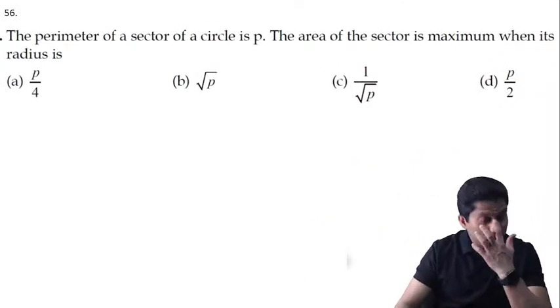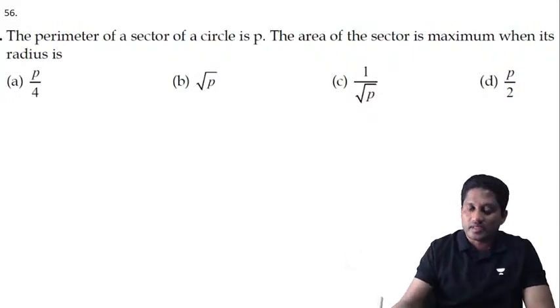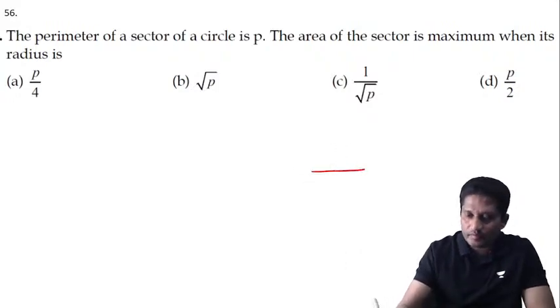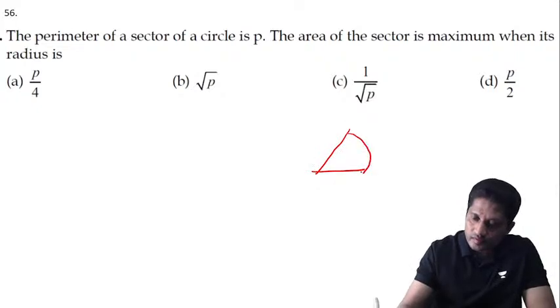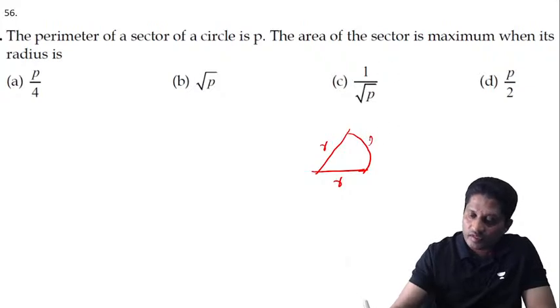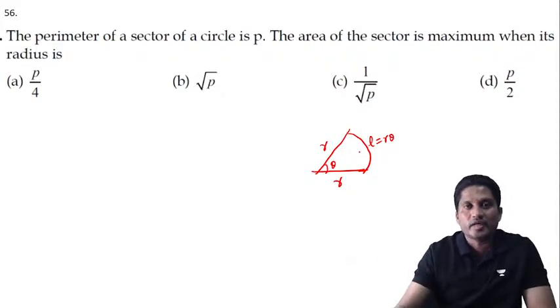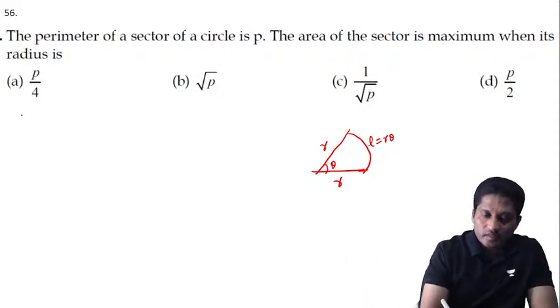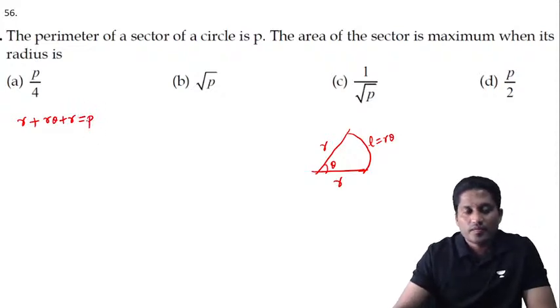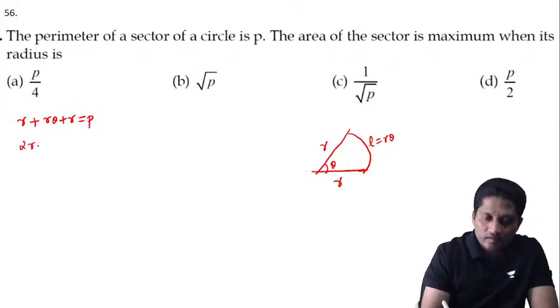Question number 56, a COMEDK problem. The perimeter of a sector of a circle is P. So this will be the sector, the area bounded by the two radii. Length of an arc is equal to L is equal to R into theta. According to the question, the perimeter of the sector is R plus R into theta plus R, which is equal to small p. So 2R plus R into theta is equal to P.